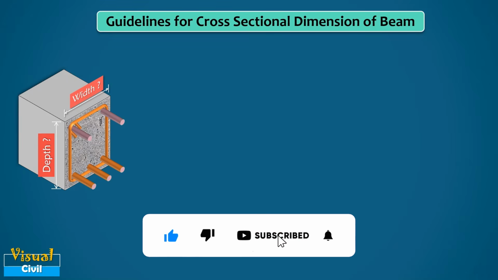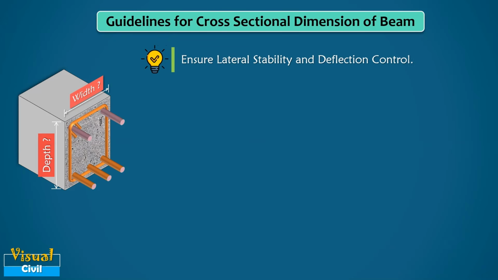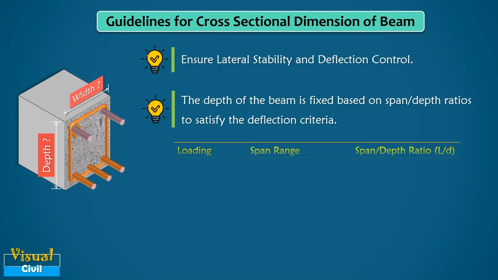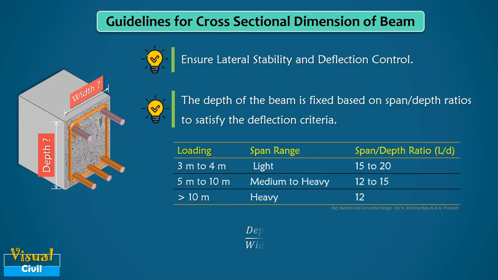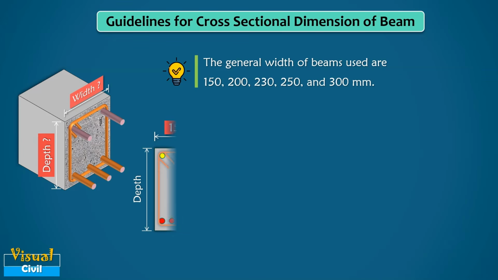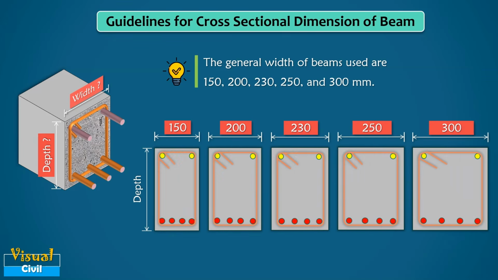While fixing the overall dimensions of the beam, slenderness limit for beams to ensure lateral stability and span to depth ratio to control deflection shall be kept in view. The depth of the beam is fixed based on span by D ratio to satisfy the deflection criteria. It is better to keep the ratio of overall depth to width between 1.5 to 2. In general, the width of beam can be assumed like 150 mm, 200 mm, 230, 250, 300 mm, and so on.